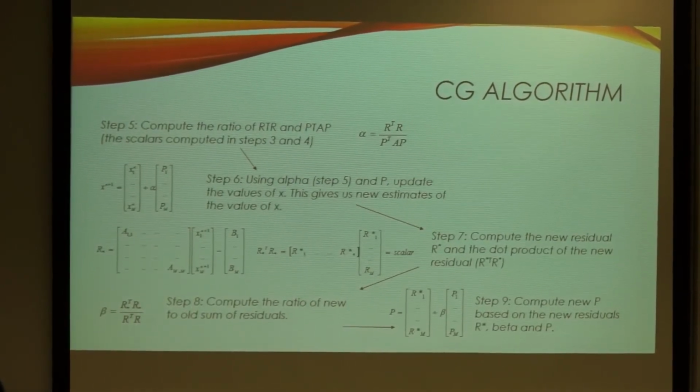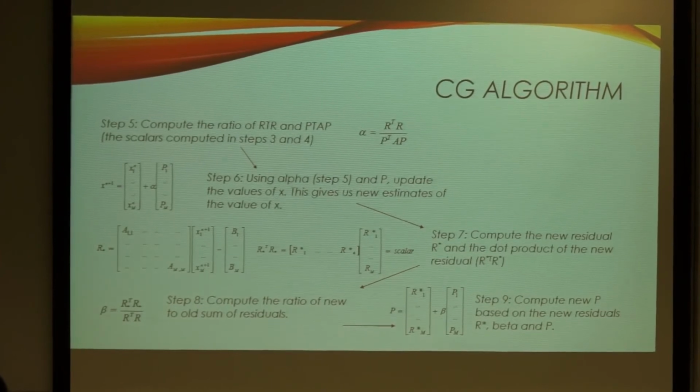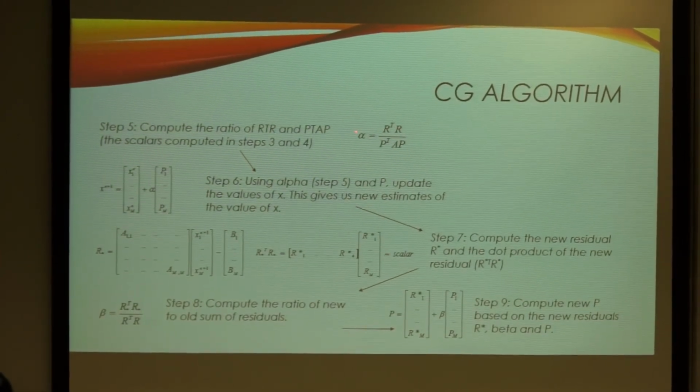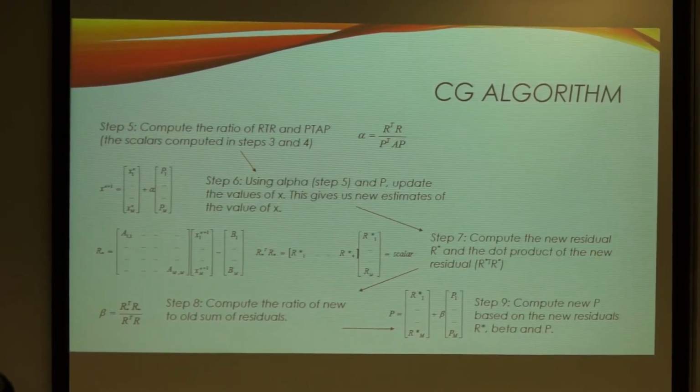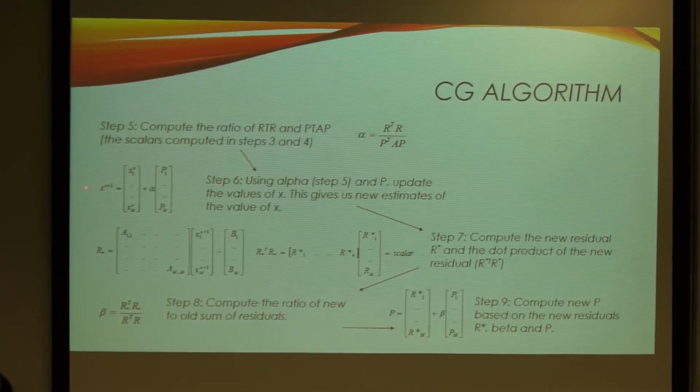Keep going. Step 5, alpha. Alpha is the ratio of your sum of residuals squared divided by p transpose Ap. That's a scalar computation as well. So that's just a simple number crunching exercise. Step 6, we're going to use alpha to update x, saying that the new x, the solution of our problem, is equal to the previous guess of x plus alpha times your p vector.